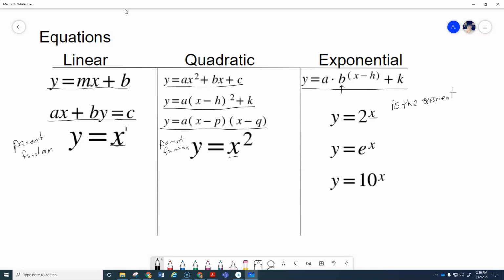Here, the base of this exponent is the variable. The 2 is the exponent. This is your base right here. This is the exponent. On exponential functions, one of the parent functions that we'll have to look at has 2 as the base, and x is the exponent. These two are often confused.